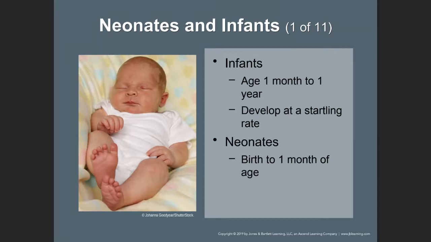Neonates and infants. So we're going to move through the stages of development. Infants are age 1 month to 1 year. They develop at a startling rate. At this stage, their method of communication is going to be crying, so different cries will indicate different things. A neonate is from birth to 1 month, so ensure that you know that fundamental difference.